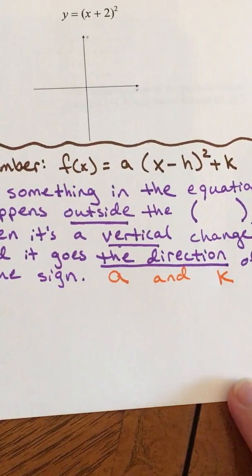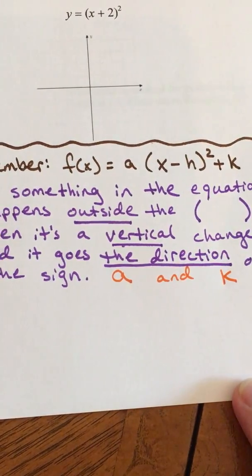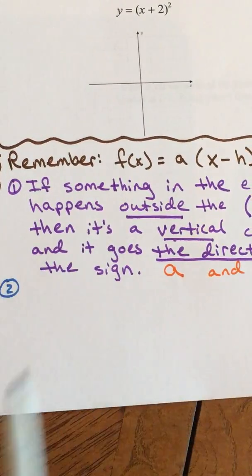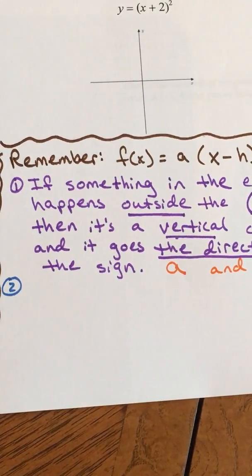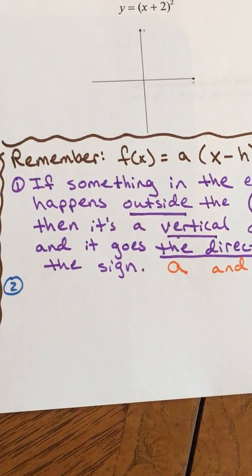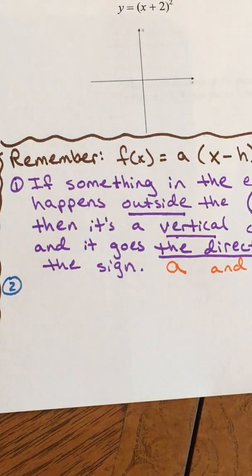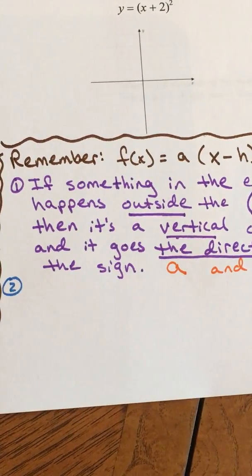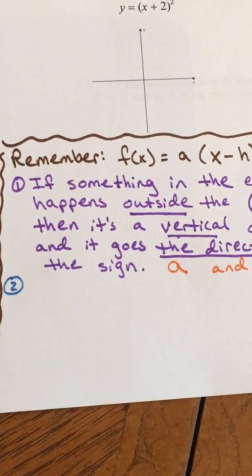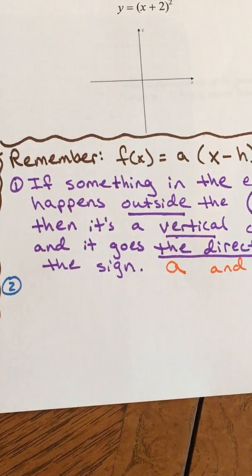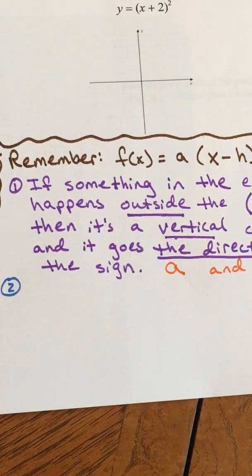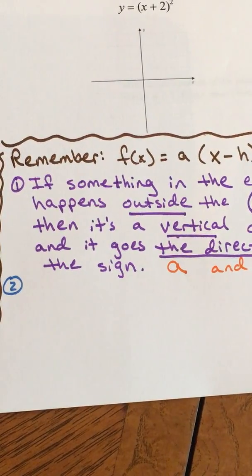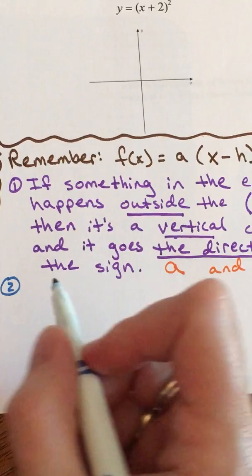All right, so let's discuss things inside the parentheses. Number 2: if something in the equation happens inside the parentheses, then it's a horizontal change. The opposite of outside is inside. The opposite of vertical is horizontal. And with that horizontal change, it goes in the opposite direction of the sign. Let's write that down.